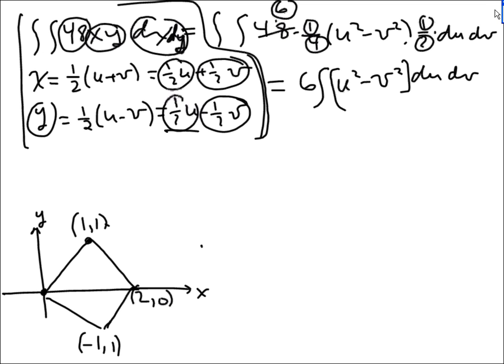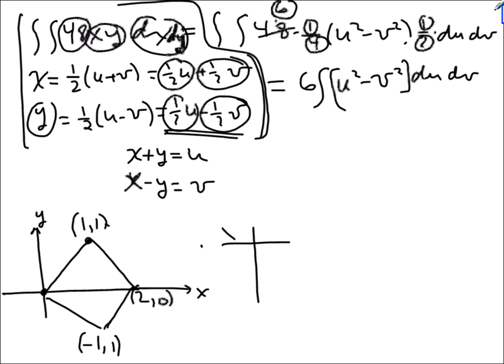Now, coming here, if you add x and y, you just get u, because these cancel out. If you do x minus y, you'll get v. Okay, well that makes life easy. Add x and y, get u. Subtract x and y, get v.